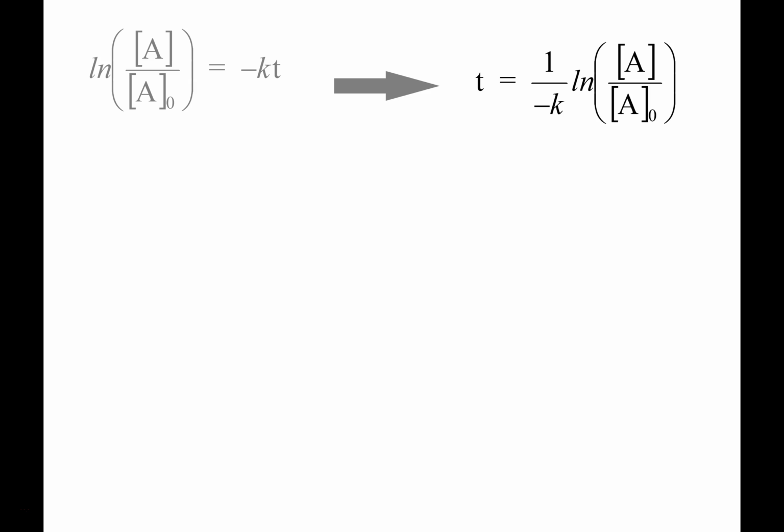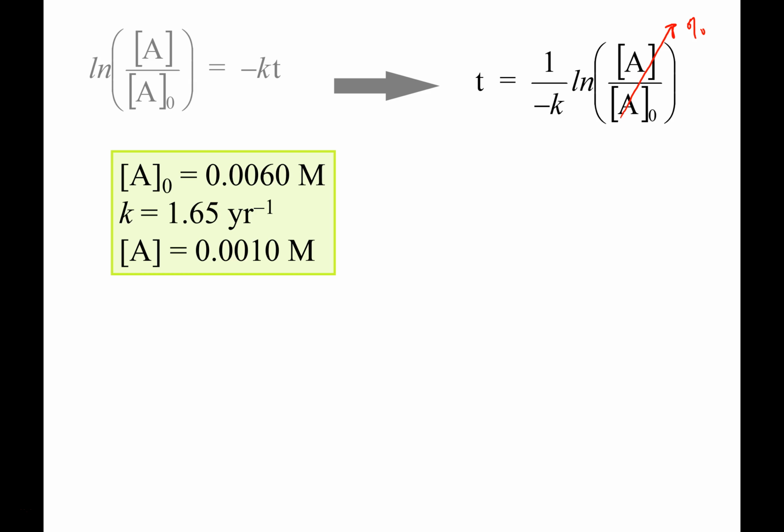Sometimes you'll work problems and this will be a percent, or something like that. In this case, we actually know A and A0. A0, again, was the 0.0060 moles per liter. The K was the same in the second problem, 1.65 per year. And then the concentration of interest, where we're trying to find the time, is 0.0010 moles per liter. So right off the bat, you're thinking it should be less than a quarter of a year, shouldn't it?